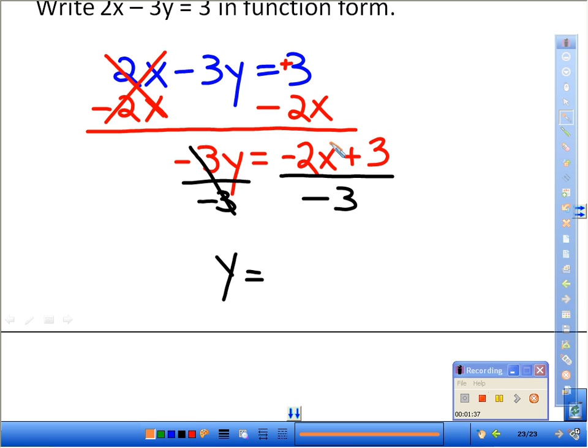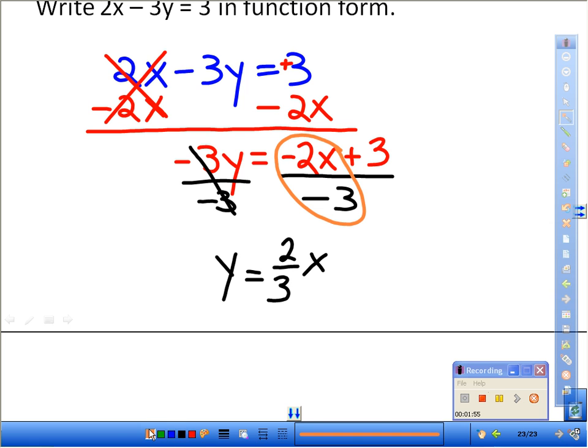starting with negative 2x divided by negative 3. You divide the numbers. Negative 2 divided by negative 3. Negative divided by negative is positive. And we can just leave this as a fraction, 2/3, and we still have an x.